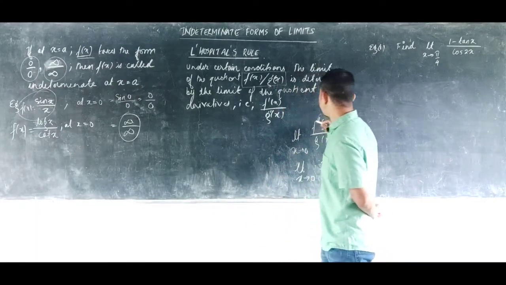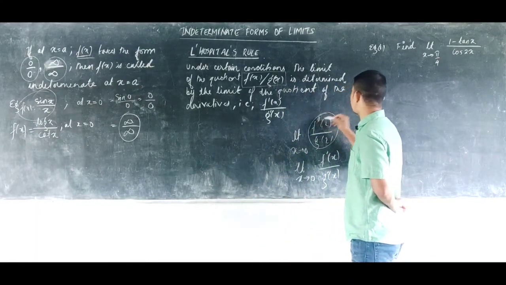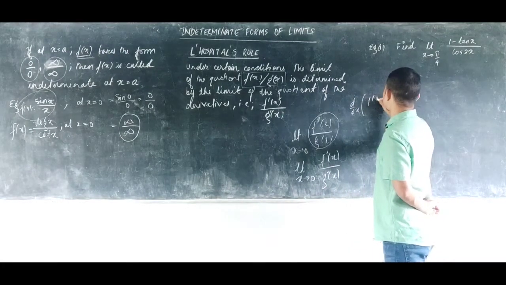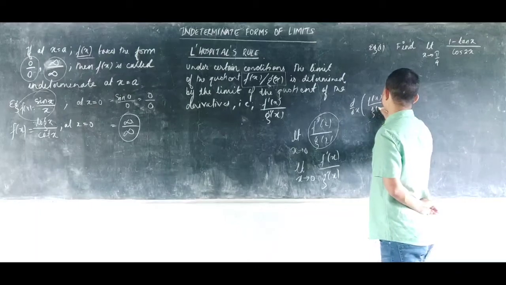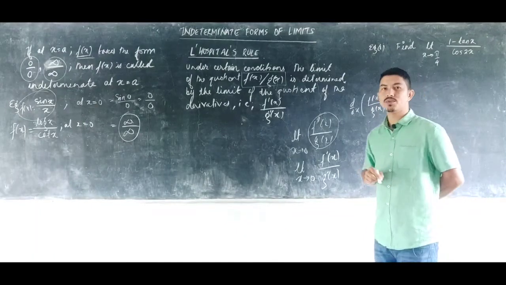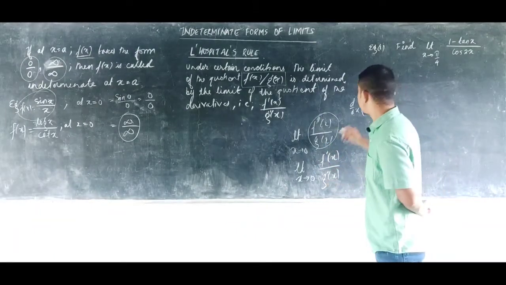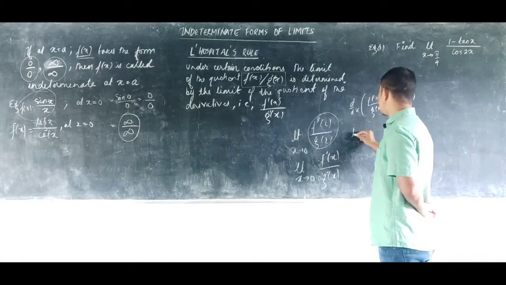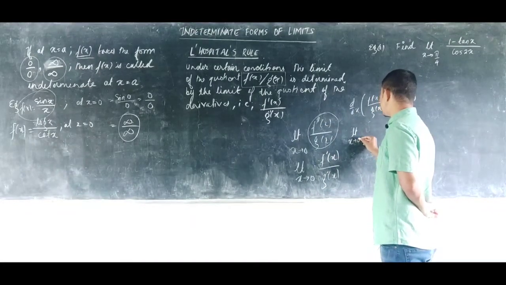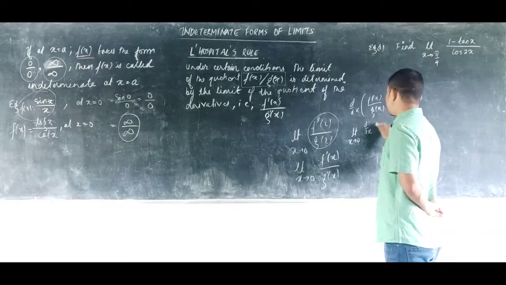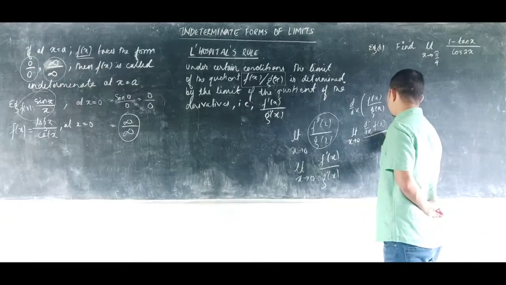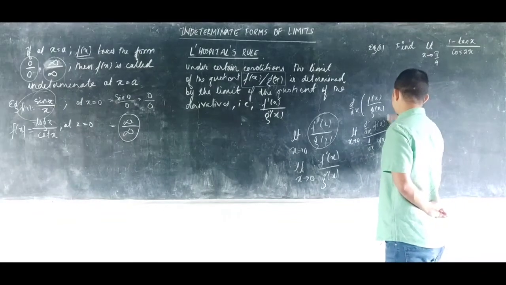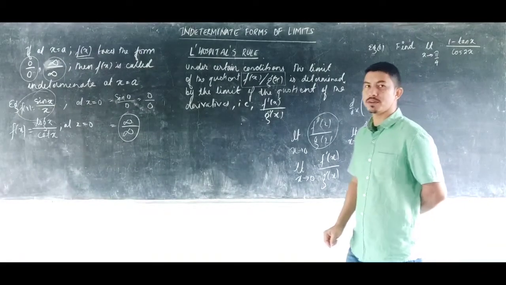And remember, in the L'Hospital rule you will not apply the formula d by dx of f of x upon g of x. It is not the derivative of the two functions in u by v form, but rather it is the derivative of the individual functions. That is, I will write limit of x tending to 0, d by dx of f of x divided by d by dx of g of x. So this is the L'Hospital's rule.